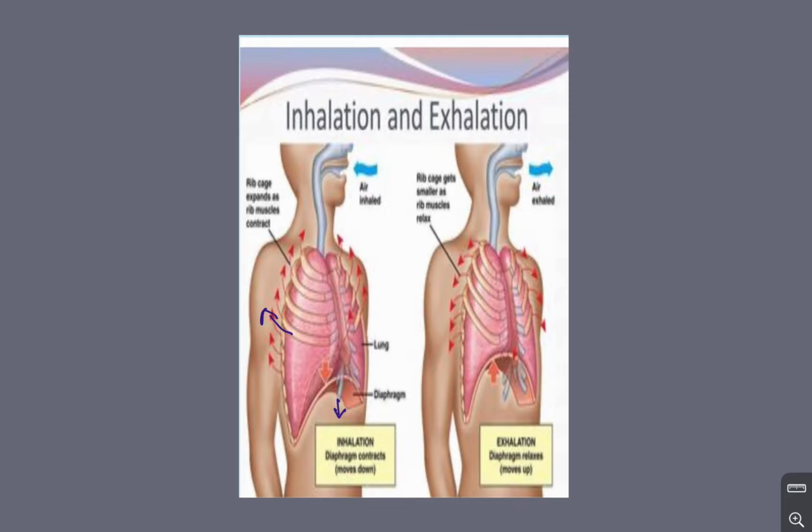The rib cage is moving outside, and the rib muscles contract and move the ribs outward, giving the lungs more space and making the lungs big. Okay, they are just like a balloon. They are filling with air and getting big.